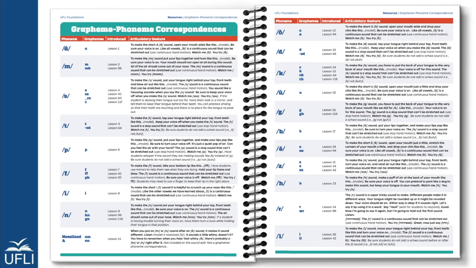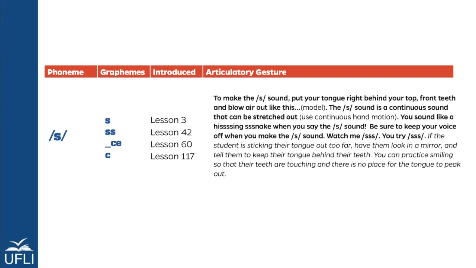Here's a summary of the grapheme-phoneme correspondences taught, along with the articulatory gesture for each phoneme. Let's take a closer look. As you can see, this lists the phoneme and each of the graphemes that are associated with it. It also lists which lesson each grapheme is introduced in.